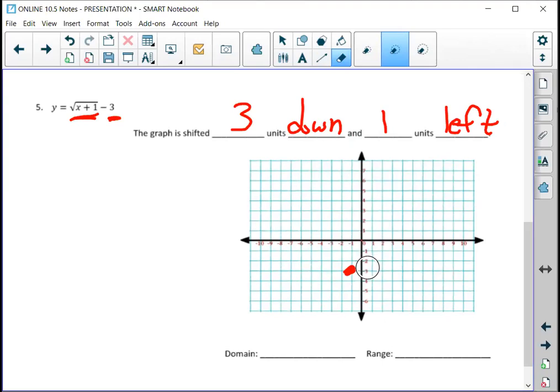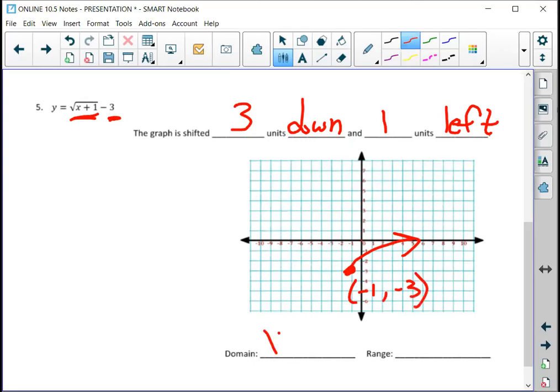Then we're just going to put that general shape of the square root function, this right here. And then we're ready to identify the ordered pair, which is -1, -3. Remember, the domain is always going to be x is greater than or equal to whatever the x coordinate was, which is -1 for this problem. And then the range is y is greater than or equal to whatever the y coordinate was, which was -3. And that's all for this problem.